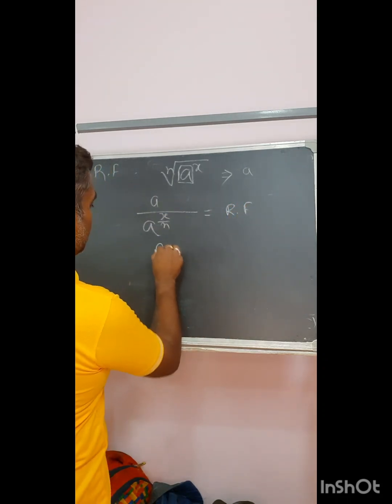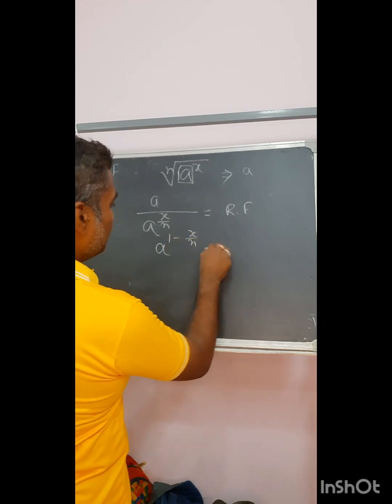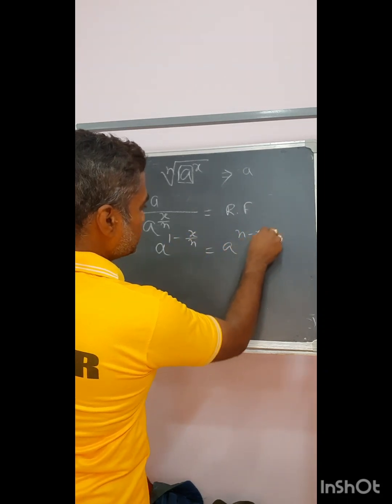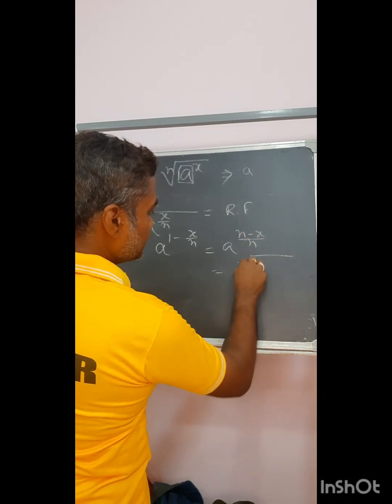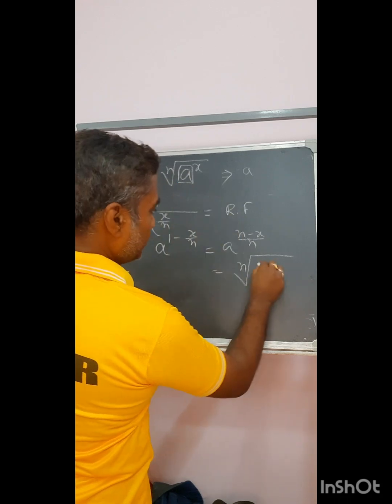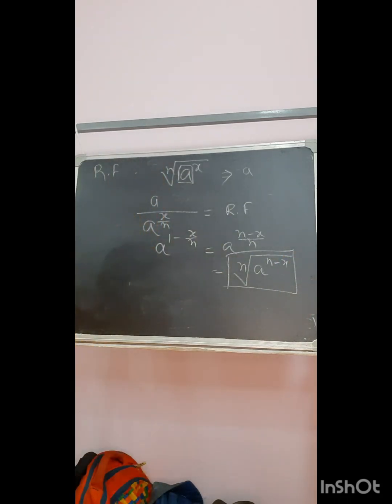So if I calculate it, it will be something like x by n, or a to the power n minus x by n, or you can say, if I want to represent it in the same way that is given, a to the power n minus x. So that would be your rationalization factor.